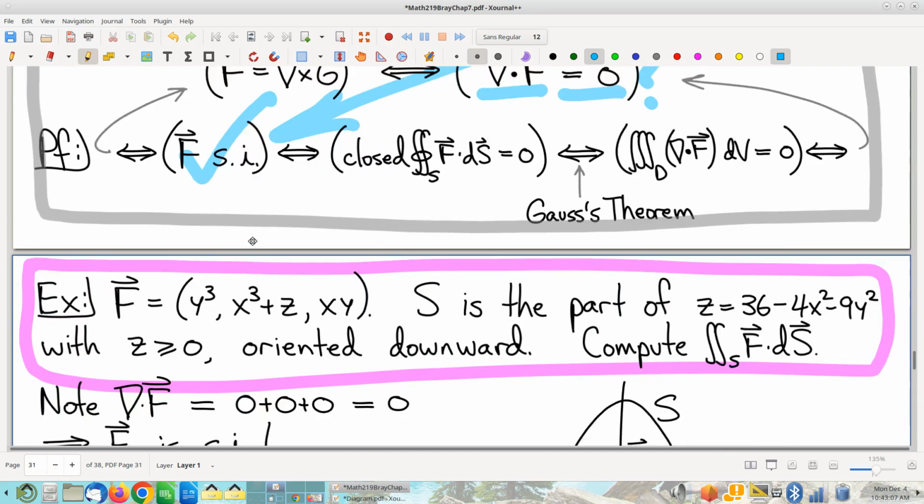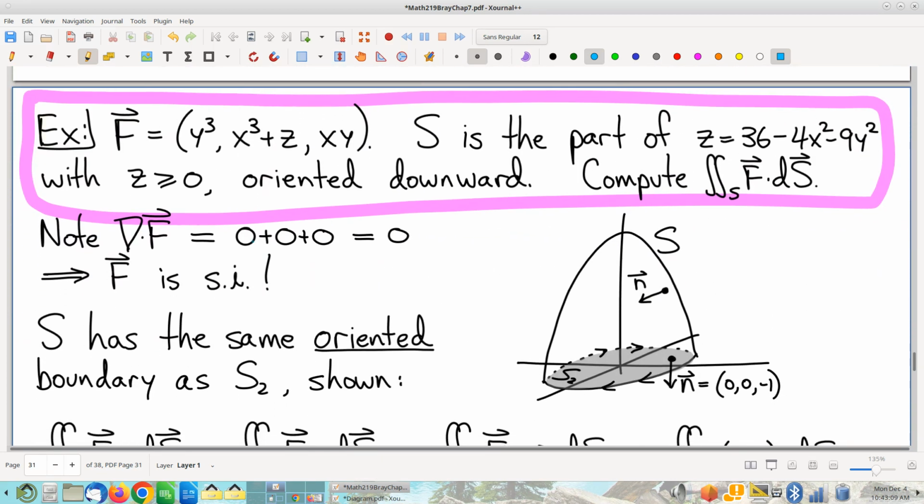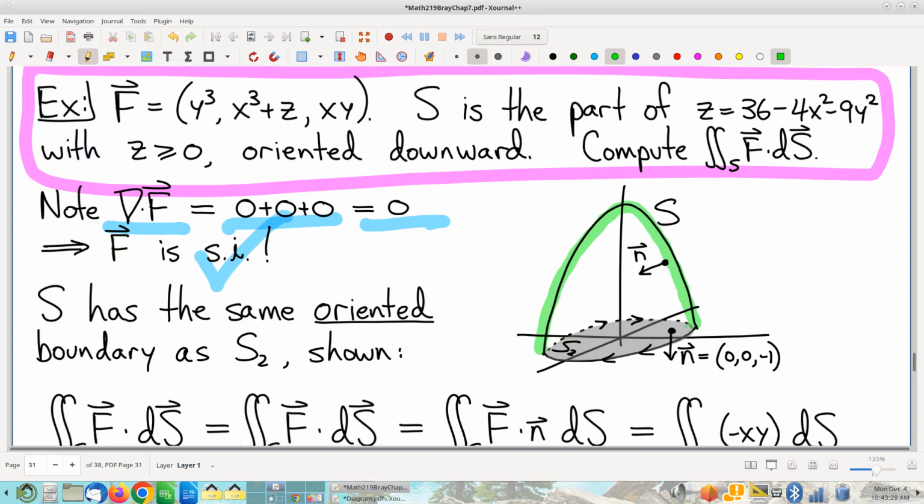And so here we go. Notice that I can compute the divergence of this vector field. It's easy algebra. The divergence is 0. I get to conclude surface independence. That means that I get to take my curve that I was given, identify the boundary.